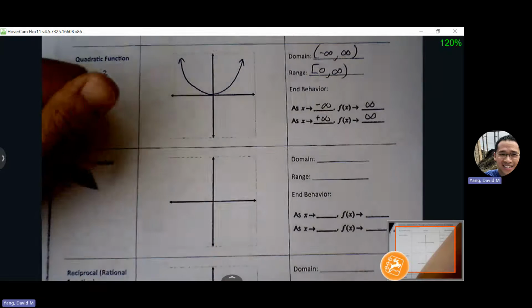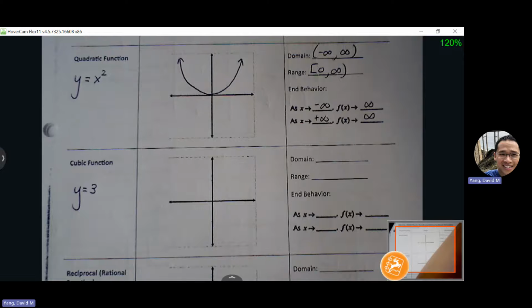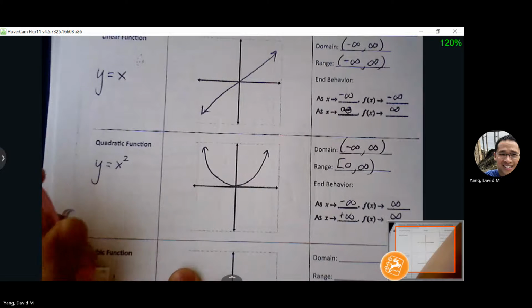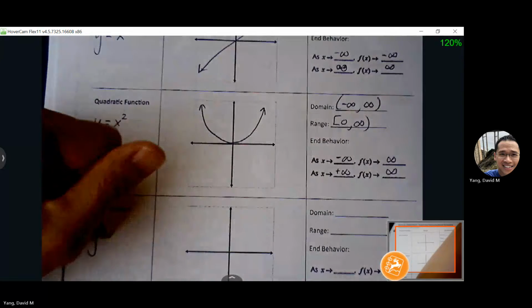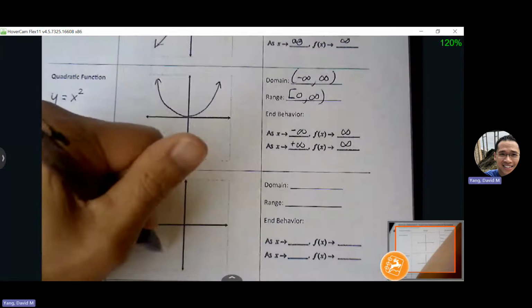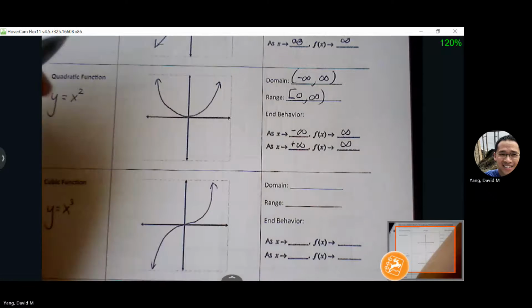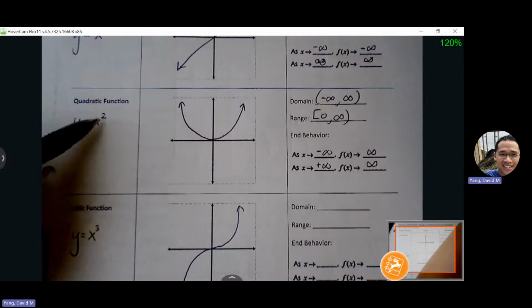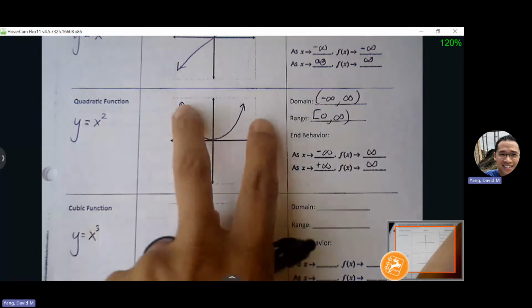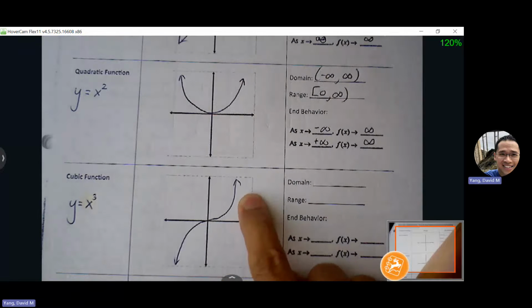Cubic functions, y equals x cubed. Your cubic functions will always have arrows pointing in different directions. And that goes to just some general properties that we can identify. Whenever I have an even degree, my arrows will always point in the same direction. If I have an odd degree, then my arrows will always be pointing in different directions.